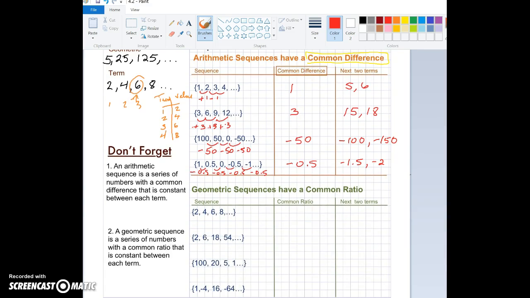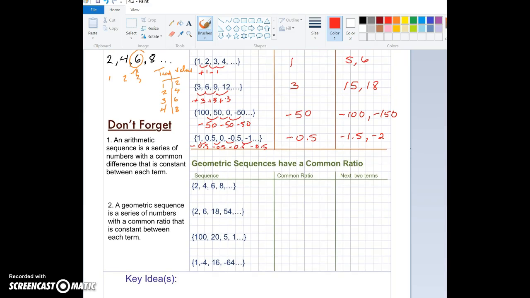That's arithmetic sequences. So the key thing to remember is that an arithmetic sequence is a series of numbers with a common difference that is a constant between each term. That's the key, it has to be a constant, and the difference is being added. So it can either be positive or negative, but it's being added. All right.